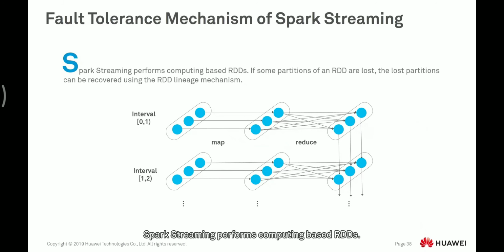Spark Streaming performs computing based on RDDs, so any partition encountering errors can be regenerated based on the parent RDD, using the RDD lineage mechanism. If the parent RDD is lost, look up its parent RDD until the original data on the disk is found.